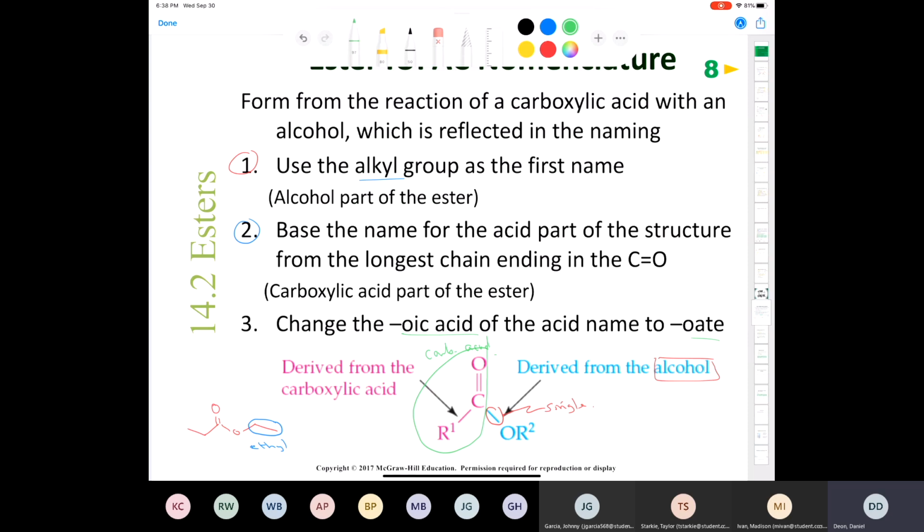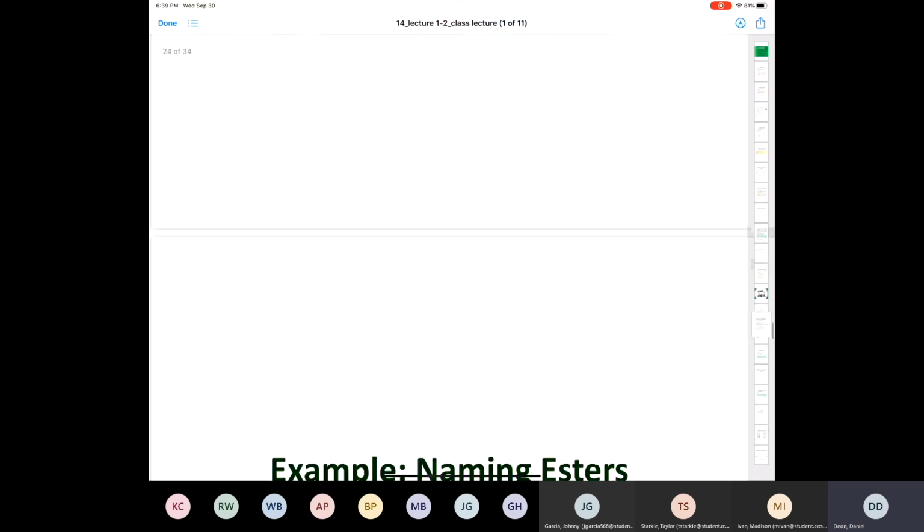All right, so this molecule that I have in the bottom corner here, this would be ethyl. And since we have 1, 2, 3 carbons, that would be propanoic acid, right? If we had a 3-carbon carboxylic acid, like this, that's propanoic acid. We drop oic acid, and we add oate. So propanoic acid becomes propanoate. And so this molecule would be ethyl propanoate, like that. Okay, so ethyl propanoate.